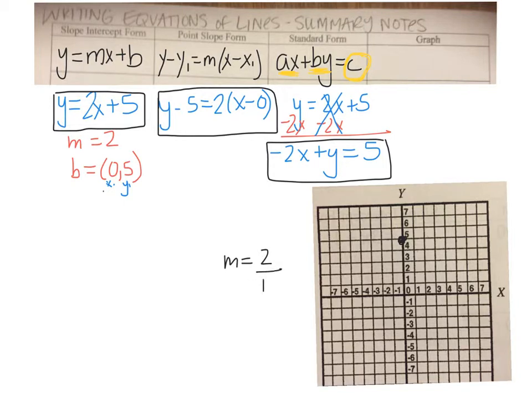And this tells me to rise 2 and run 1. So from this point I'm going to rise 2, run 1, and drop a point. Now you really only need 2 points to mark a line, so I'm going to go ahead and draw a beautiful line through those 2 points.